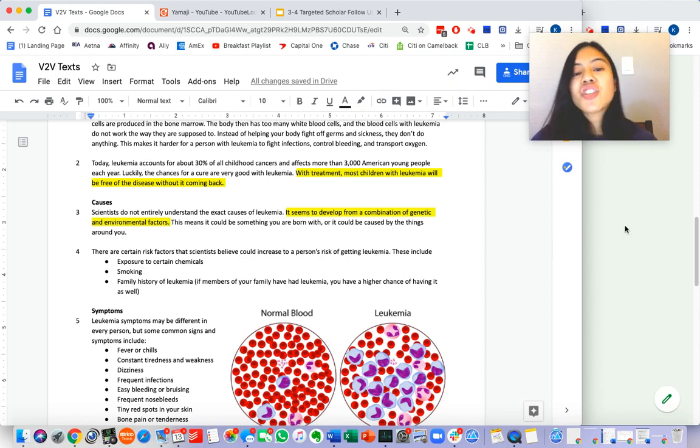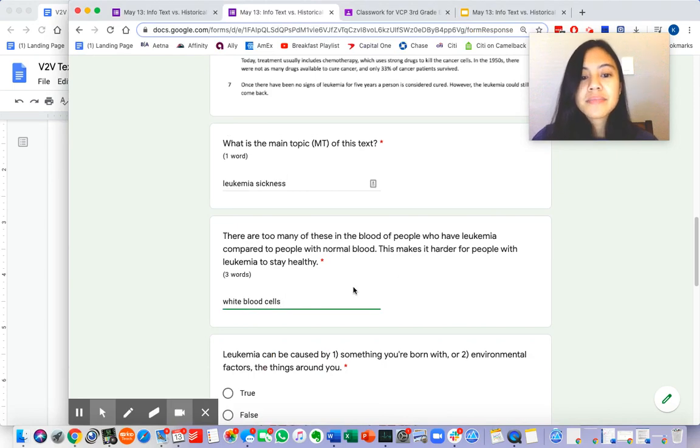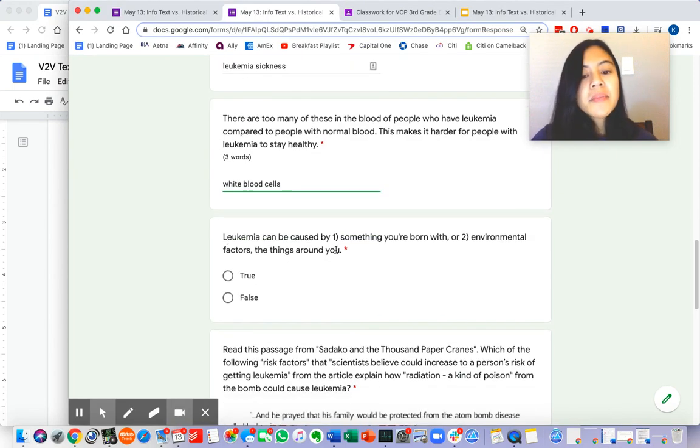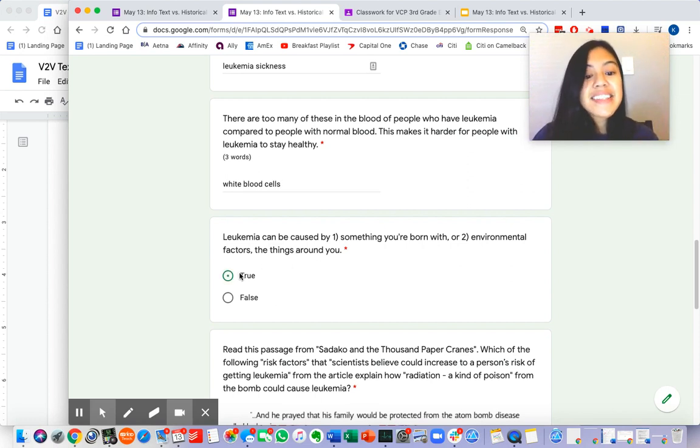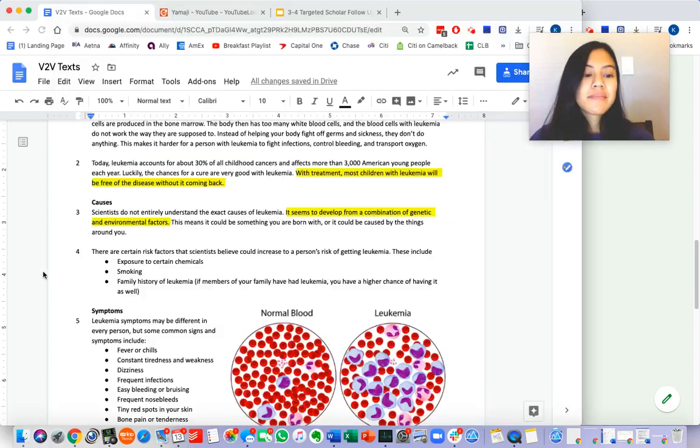Let's go ahead and check our understanding. Leukemia can be caused by something you're born with, genetic factors, or environmental factors, the things around you. Agree or disagree? Right, friends, this is true. If you need to, pause your video and select that now. Good. Let's keep reading.